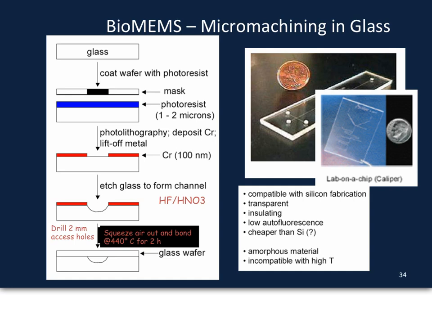And so the nice things about this were that it was compatible with silicon fabrication. They were transparent, insulating. They were probably quite biocompatible. They had low autofluorescence, and they might have been cheaper than silicon. The downsides, though, were that they were somewhat amorphous, and they were incompatible with high temperatures. You could start to get them to melt at high temperatures.